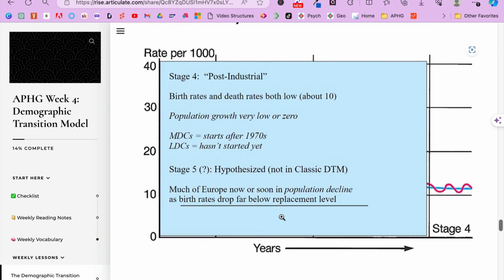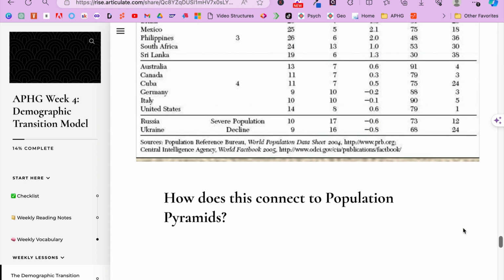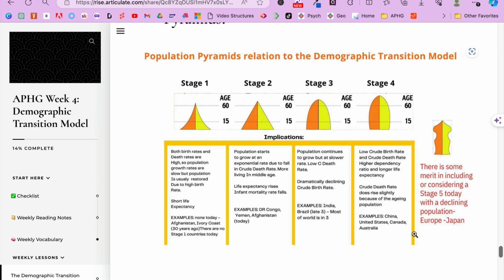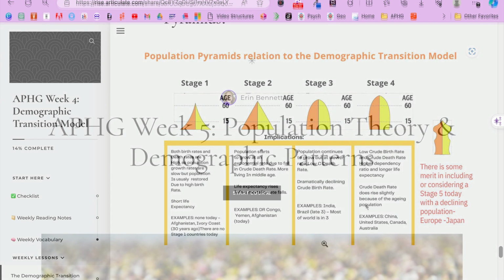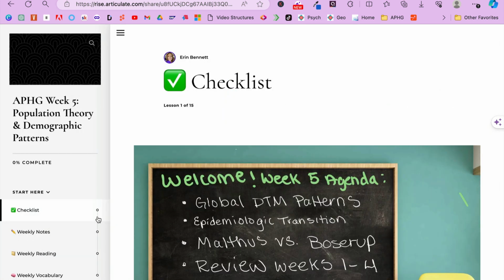Finally, stage four, considered post-industrial. It's both kind of lower, and a lot of more economically developed countries may enter population decline. And then that's kind of that idea of stage 5. And then looking at the connection here to the population pyramids, you can see what the shape would be and why based on the stage. Now, I don't want this video to be too long, so you can pause on here and read all this if you'd like to. And then finally, to finish out population, a little more on population theory and demographic patterns.